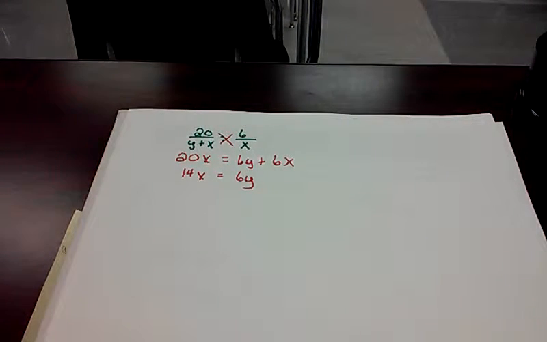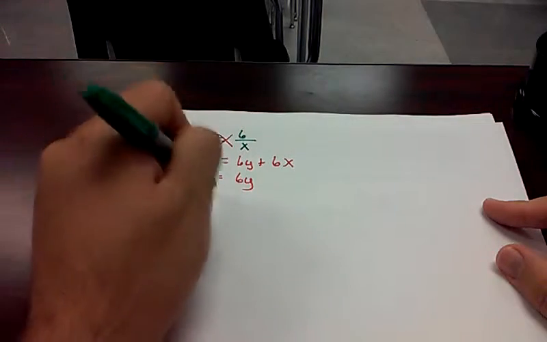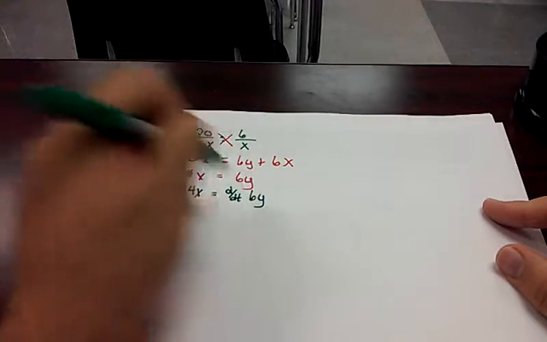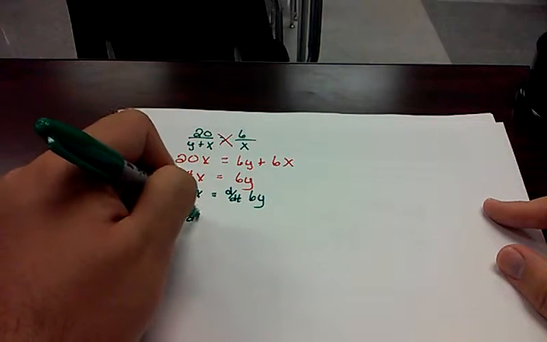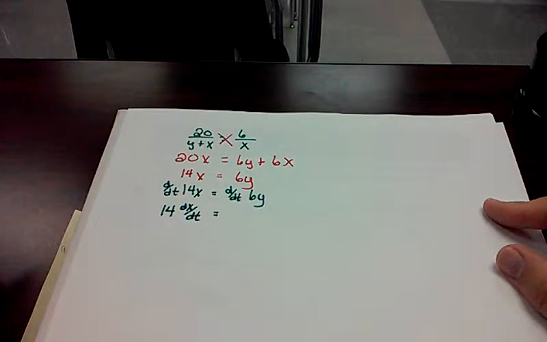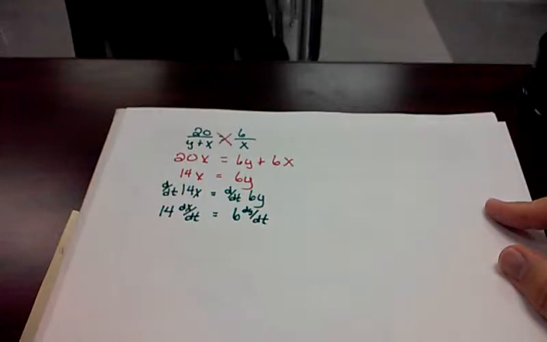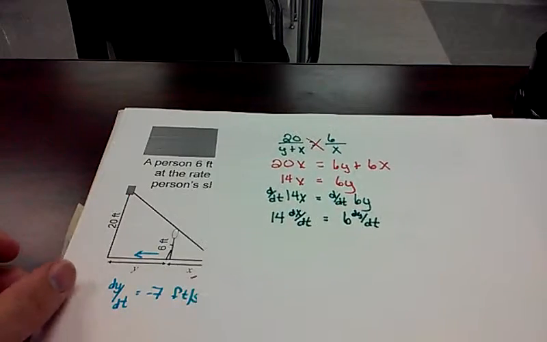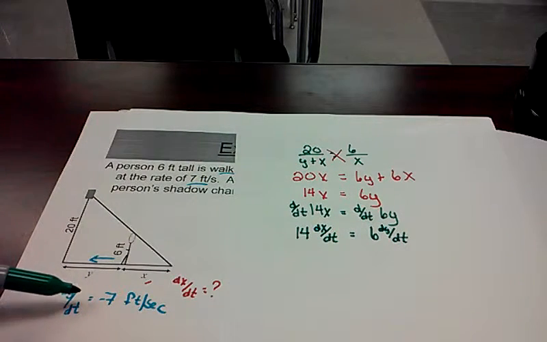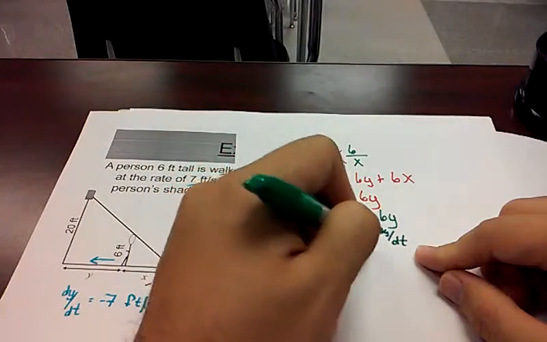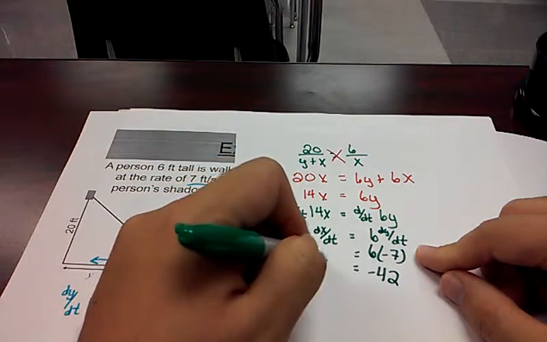Now I'm going to do implicit differentiation with respect to time. So the derivative with respect to time of 14x equals the derivative with respect to time of 6y. The derivative of 14x with respect to time would be 14 dx over dt. The derivative of 6y with respect to time would be 6 dy over dt. Now, if you remember from the original problem, the change in y with respect to t was negative 7, so I'm going to plug that in. So 6 times negative 7, that would be negative 42, is equal to 14 dx over dt.